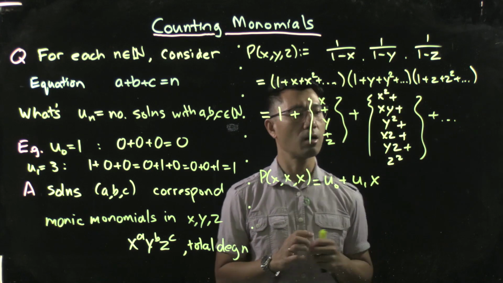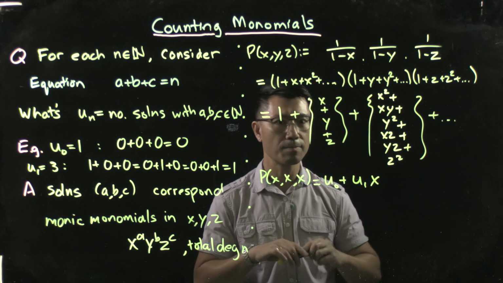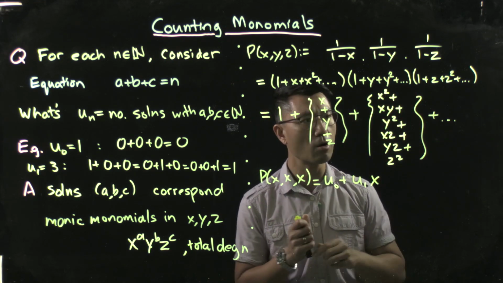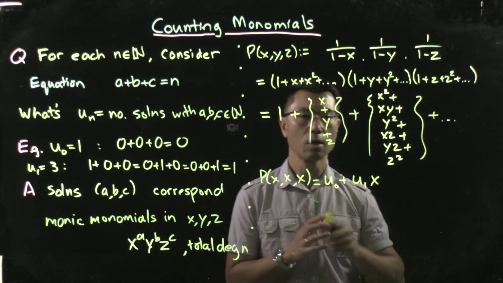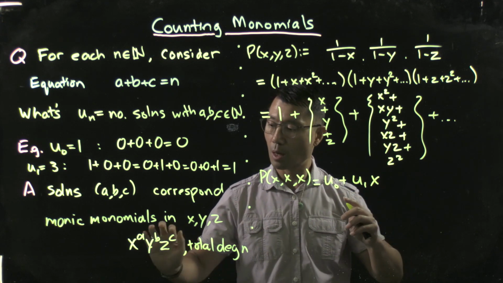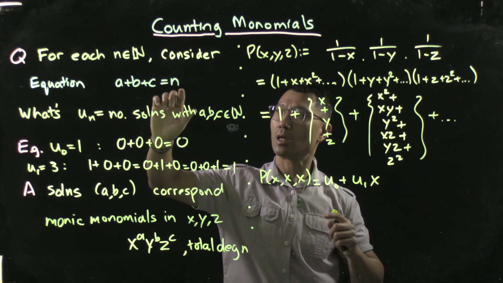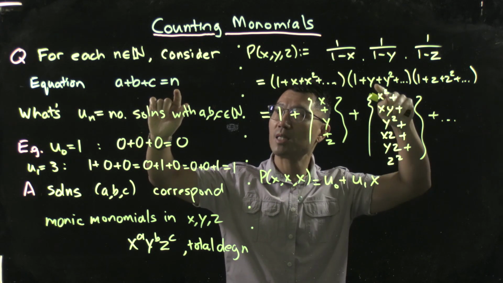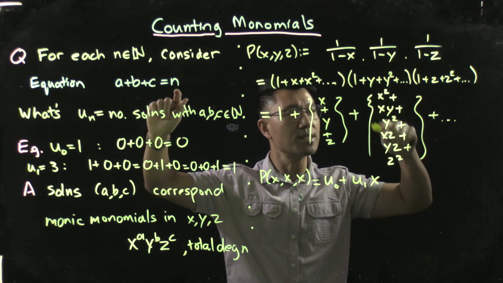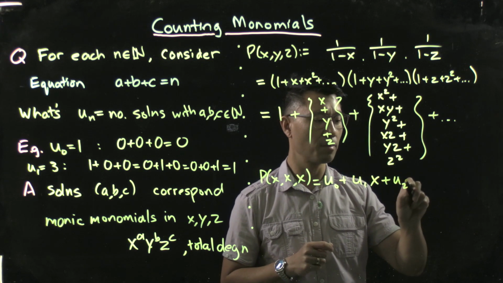And what do we have here? Okay, if we replace y and z with x, then we'll get these 6 terms. And what do they correspond to? Well, each of these 6 terms correspond to the 6 monic monomials in x, y, and z of total degree 2. And each of them corresponds to a solution to a plus b plus c equals 2. So the number of these terms here is equal to u2. And when we replace y and z with x, they all become equal to x squared, of which there are u2 of them.